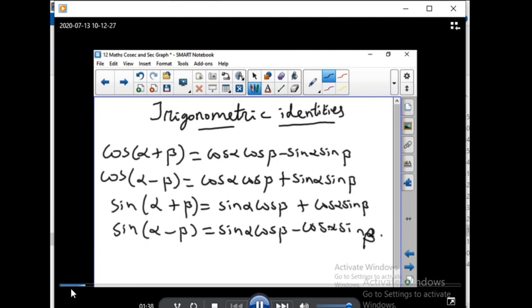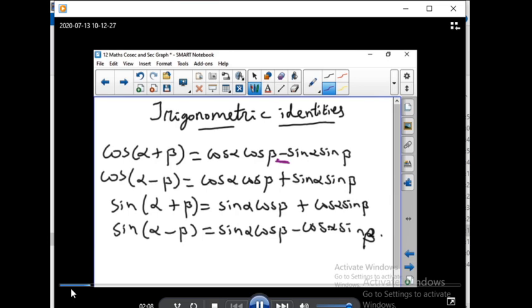So for cos(alpha plus beta), it is cos alpha cos beta, so the plus here becomes minus. So on the right hand side we have minus. For cos, the sign changes. For cos(alpha plus beta) on the left hand side we have plus, and on the right hand side we have minus. Okay, so for cos, left hand side plus, right hand side minus.